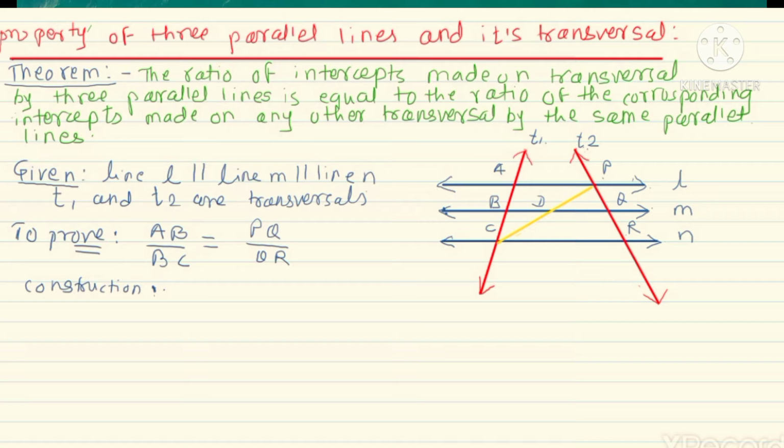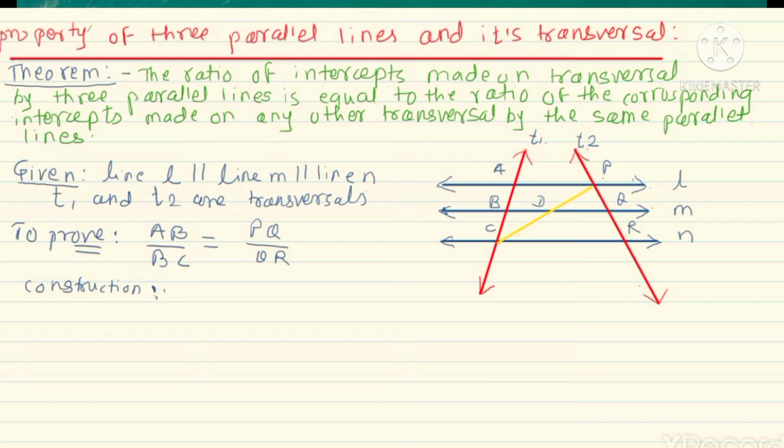What construction do we have to make here? Now look, students, as you know, this is nothing but an application of the basic proportionality theorem. And what is the basic proportionality theorem? The basic proportionality theorem is: in a triangle, if a line is parallel to a side of the triangle and intersects the remaining two sides in two distinct points, then it divides them proportionally.